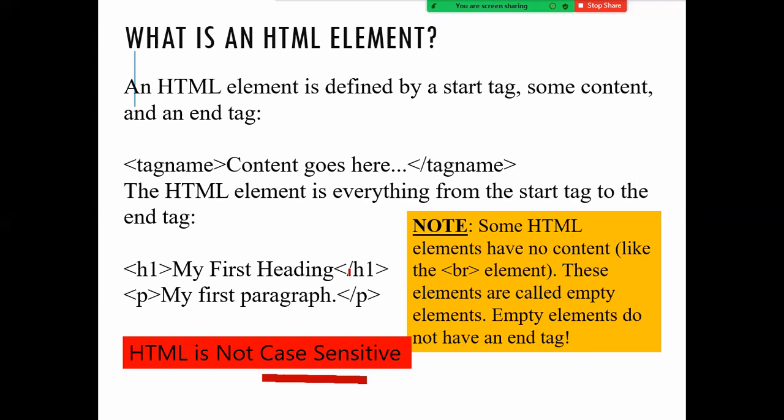But remember, there are a few tags which don't have a closing tag. For example, here I'm using the H1 tag, this is the opening, and this is my H1 closing tag. But there are some tags whose closing is not there. For example, we have one tag called the BR tag. This tag doesn't have any closing. Those types of tags are called empty tags. They don't have the ending.